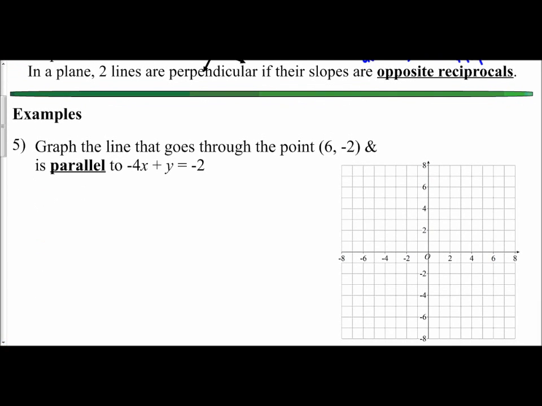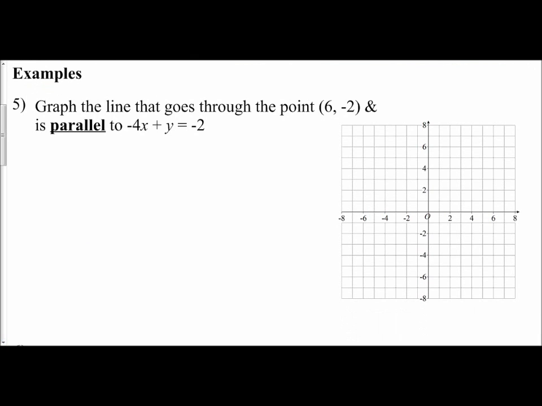Graph the following line that goes through the point (6, -2) and is parallel to -4x + y = -2. So the first thing we know is we're going to have a parallel line that goes through (6, -2). So I have a point that I'm going to start at when I sketch. And I also have an equation that it's parallel to. So I'm going to take that equation, -4x + y = -2, and convert it to slope-intercept form. That'll allow me to see what the slope is in the equation.